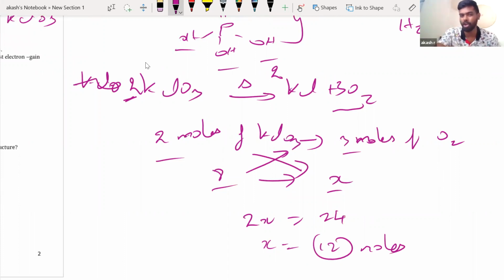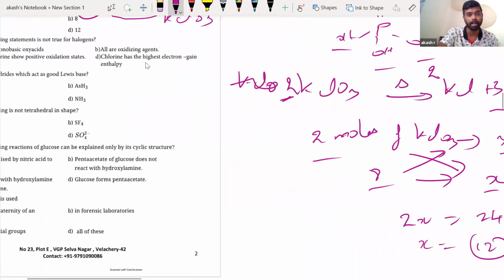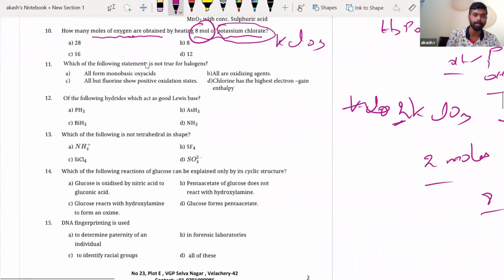Very simple stoichiometry. All you have to know is what potassium chlorate gives on heating, and then the stoichiometry. 2 moles gives me 3 moles, so 8 moles will give me 12 moles. As simple as that. So the answer to this question would be option D.